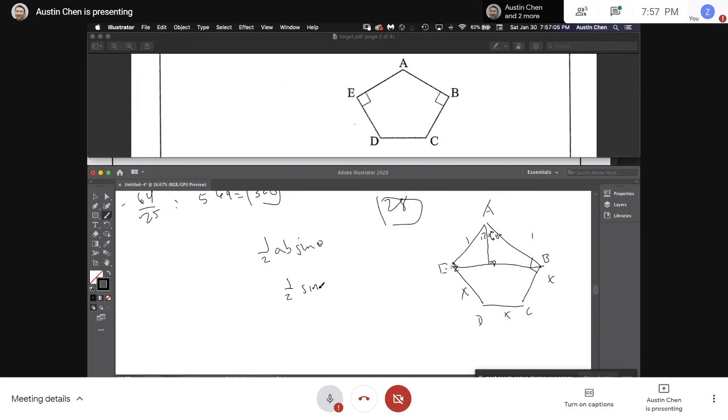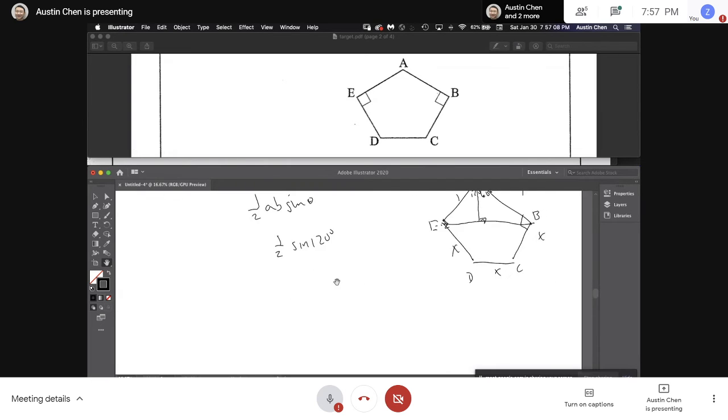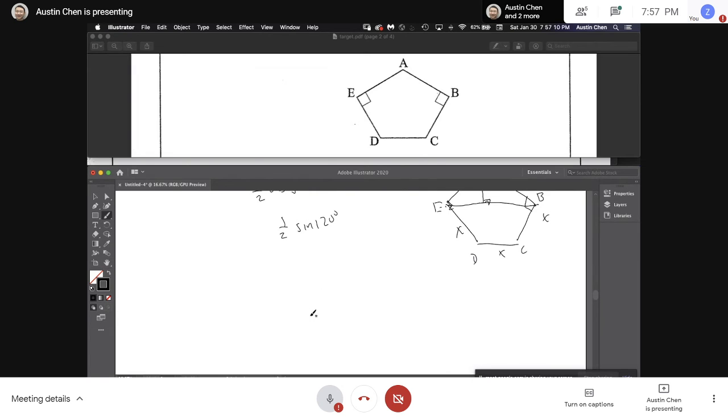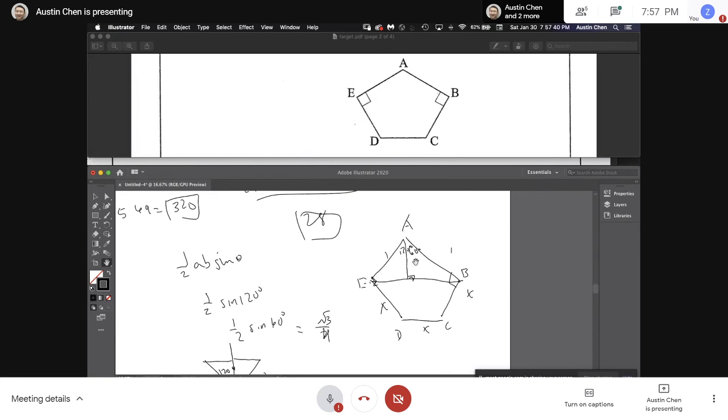So then we have 1/2 sine of 120. And sine of 120 is just equal to sine of 60. If you think of the unit circle, this is 60 degrees and this is 120 degrees, and it goes to the same sine value, because they're both 30 degrees from the y-axis. The sine of 60 is root 3 over 2. So this triangle area is root 3 over 4.